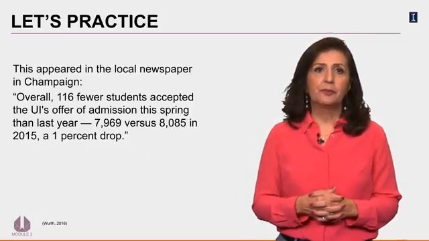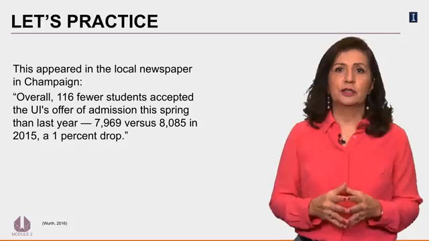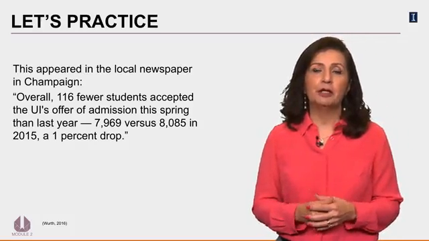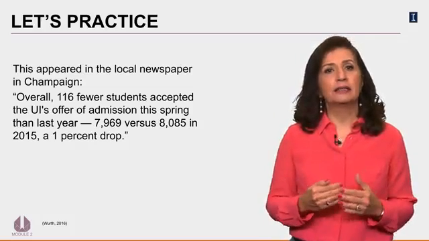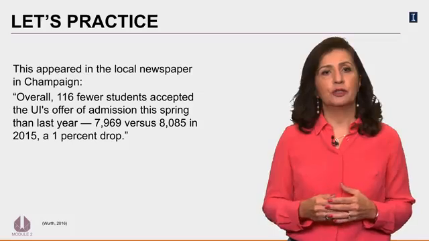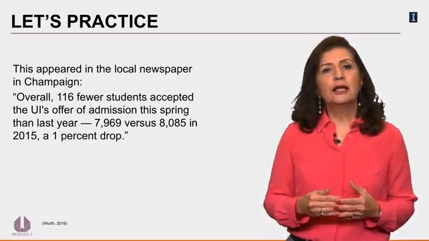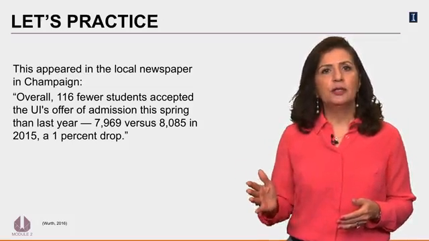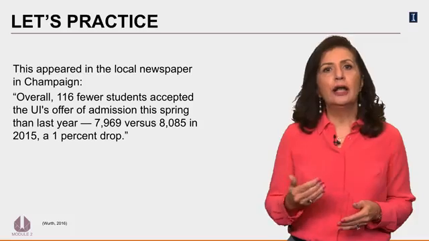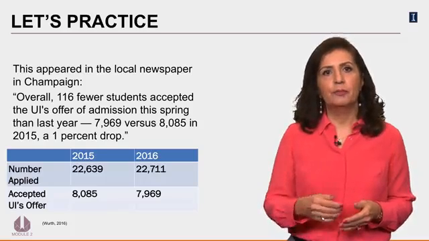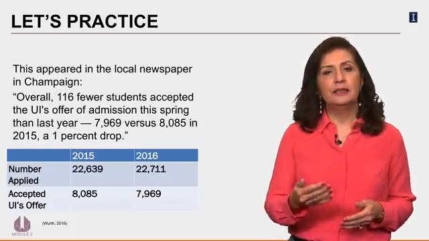Let's practice. An article appeared in the News Gazette, our local newspaper here in Champaign-Urbana, that claims a 1% decrease in the number of students who have accepted their admission offer to the University of Illinois. Reports like this are presented all the time, whether or not the information they're reporting has any significance. So I like to go through this example with you. Here's the data presented in the article.